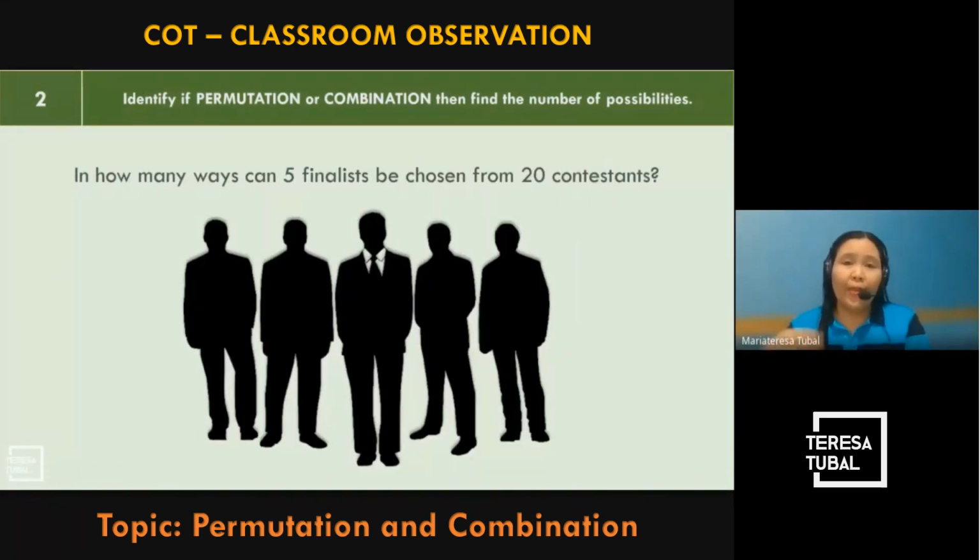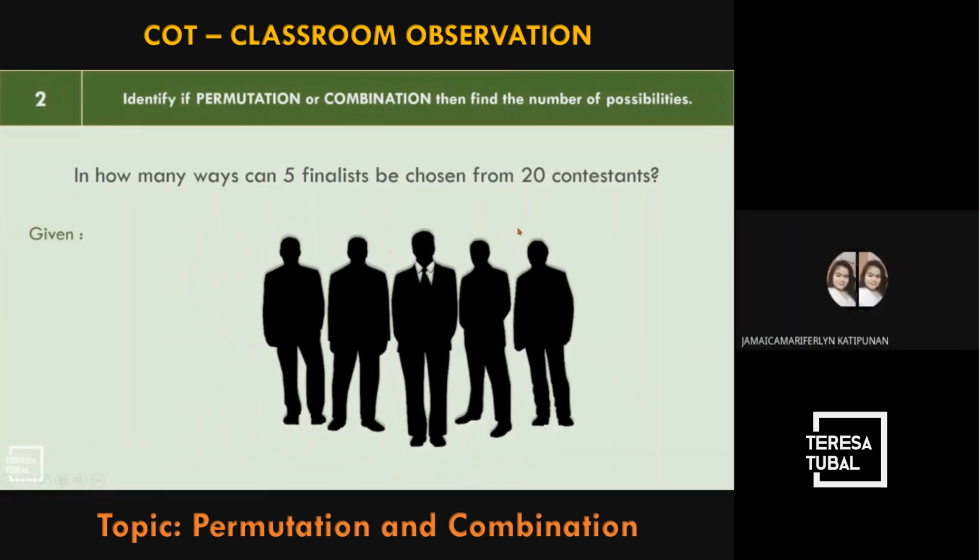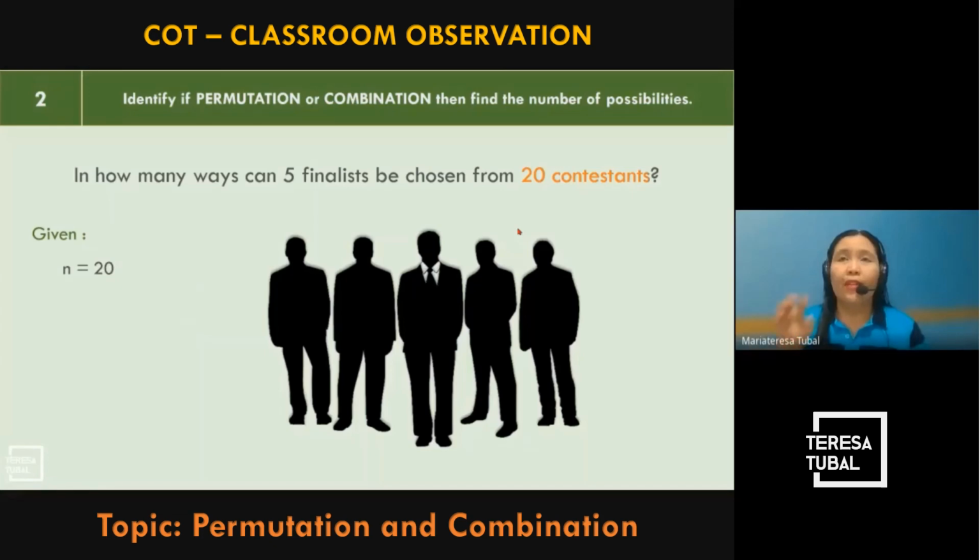In how many ways can 5 finalists be chosen from 20 contestants? So let us proceed to identify N and R. What is N? 20 po. 20. How about R? 5 po. So very good. So the value of N is equal to 20 and R is equal to 5.